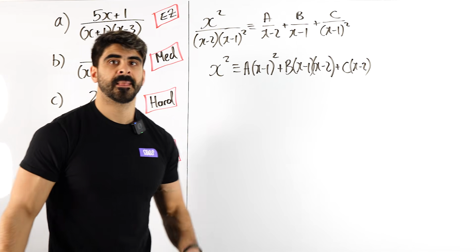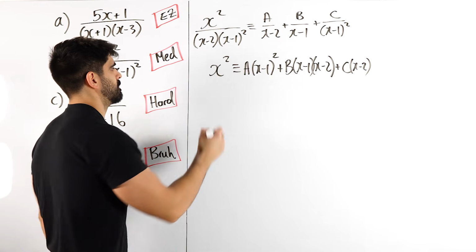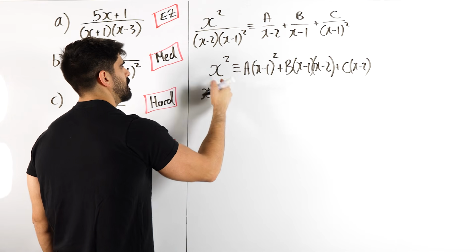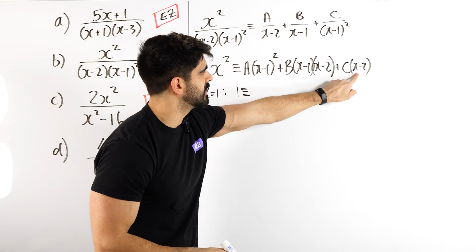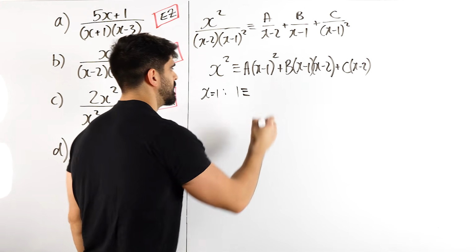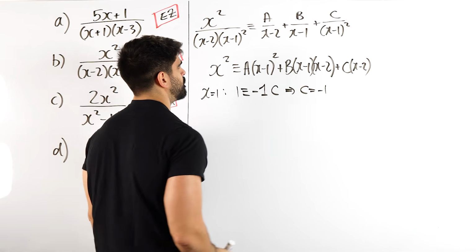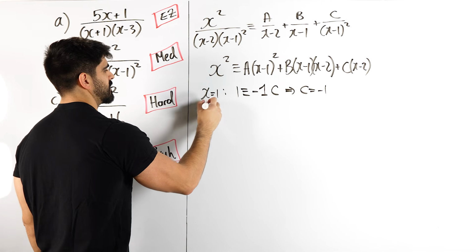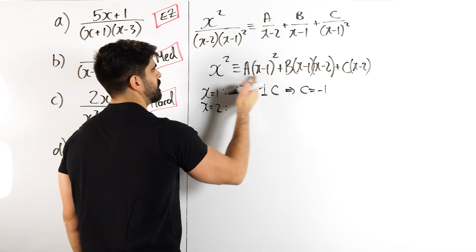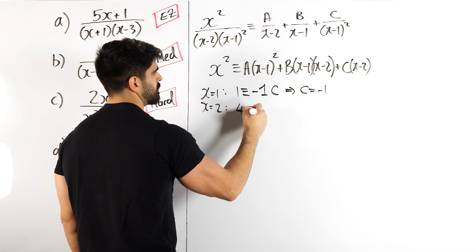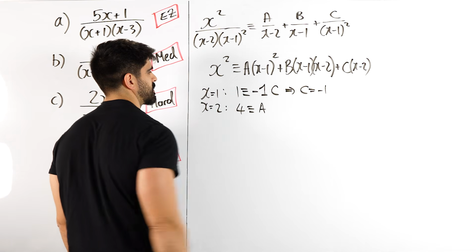All right? Now we can substitute in our values. I'm going to sub in x as 1. We get 1 squared. Now subbing in 1, that goes, we're left with this. 1 minus 2, which is minus 1, C. So C is minus 1. Then we're going to sub in x is 2. Subbing in x is 2 is going to get rid of this and this. We're left with, 2 squared is 4. 2 minus 1 is 1. 1 squared is 1. So we get A. There you go, that's done already.